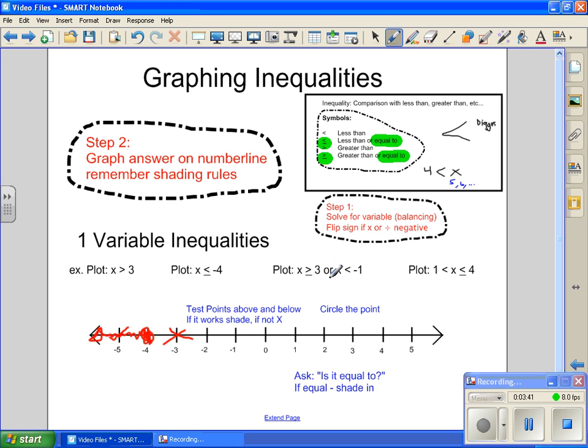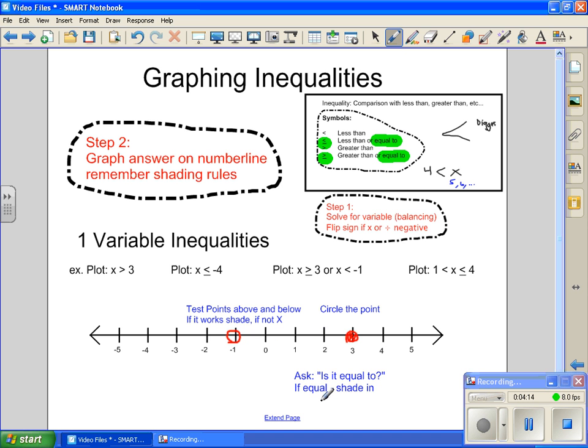Now let's move on to the third one. It says x is greater than or equal to 3, or x is less than -1. First we plot the points, circle the points in the problem. So we're going to circle 3 and -1. Now we ask ourselves, is it equal to? So 3, is it equal to? Yes, there's the equal to line right there. -1, is it equal to? No, so you leave it open.